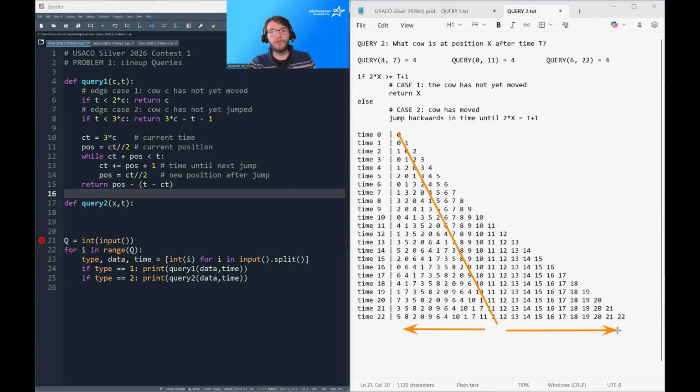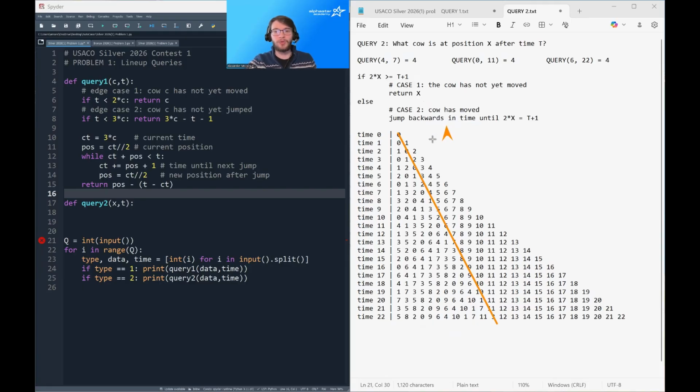And since you haven't moved yet, answering what cow is in that position is super easy. It's just cow X, right? So if the cow hasn't moved yet, cow X is in position X. So the only challenging case is working through what happens to the cows that have moved.